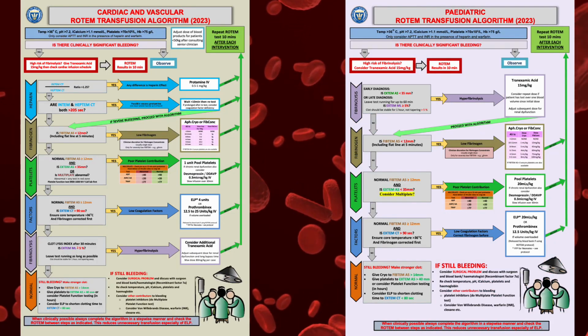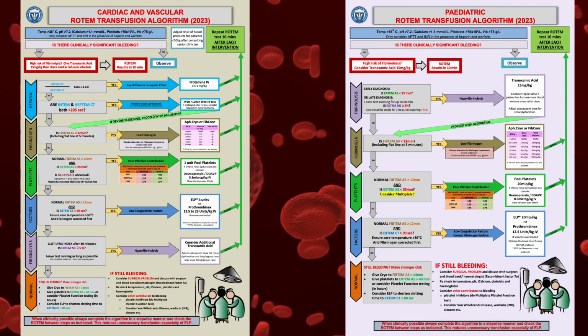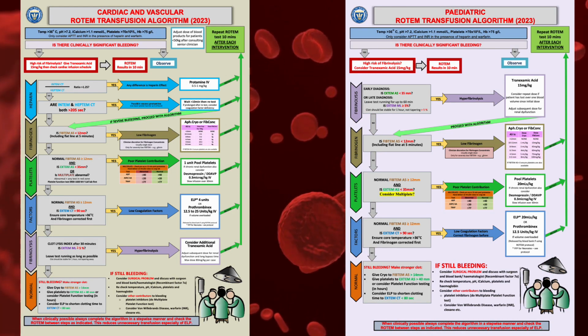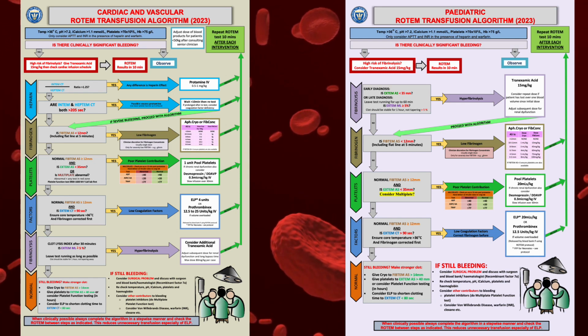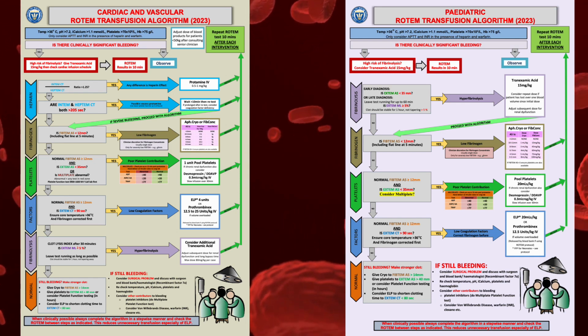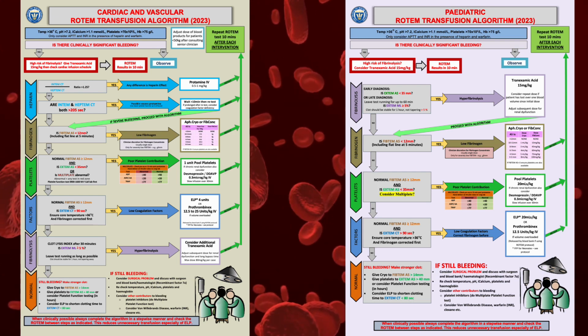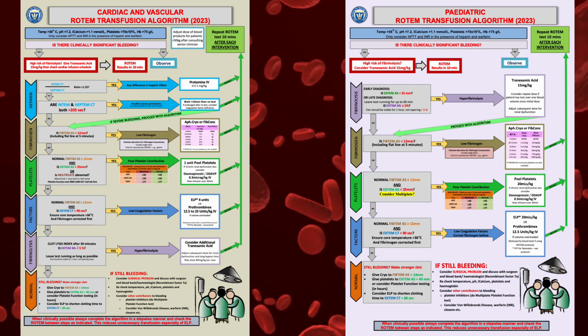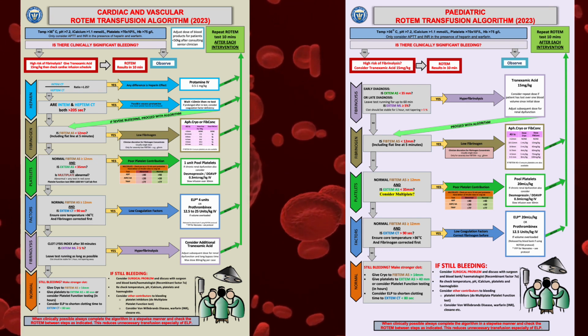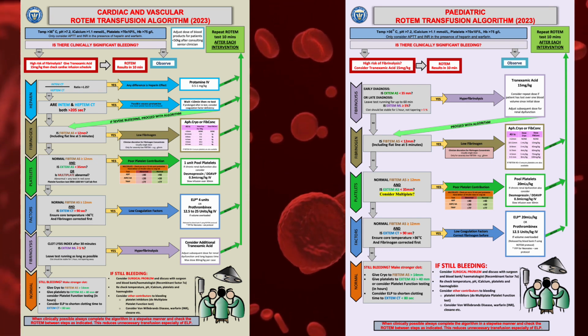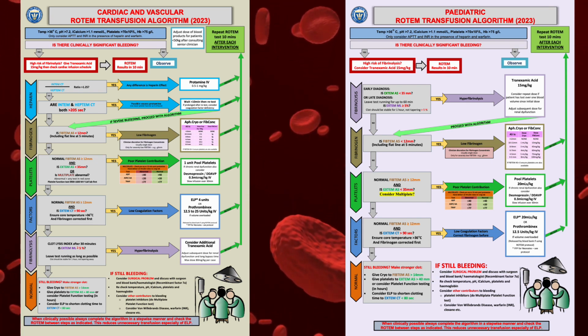Be aware that there are different algorithms for different patients post-cardiac or vascular surgery. These patients have received large doses of heparin and may require reversal with protamine. There is also a different algorithm for Sydney Children's Hospital to be used in children with critical bleeding. The major difference is that doses of products are given in mLs per kilogram.